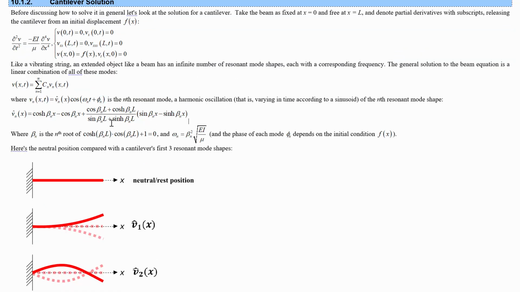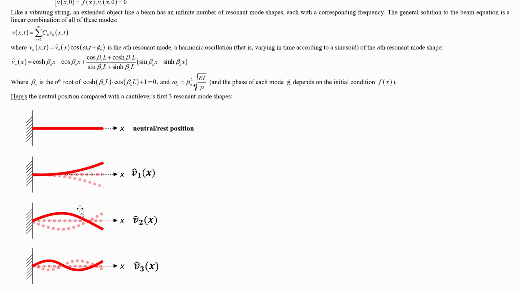So what do we have here? We've got some constant that looks complicated, don't worry about it. And we've got a cosh and a cos and a sine and a sinh. All right, so a sum of trig functions and hyperbolic functions is going to give you this set of mode shapes.